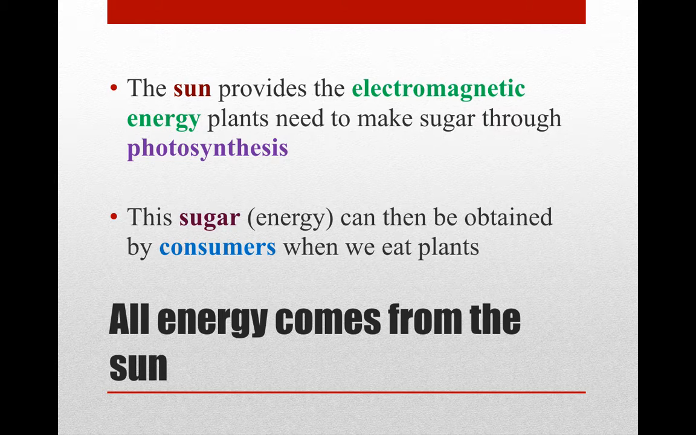Photosynthesis: photo means light, and synthesis means to make. So this word means light making, and that's light making energy. This sugar energy can be obtained by consumers when we eat plants. So photosynthesis happens from producers, and then consumers that eat plants would be our second source. All energy essentially comes from the sun, though, because without producers, we wouldn't have consumers.